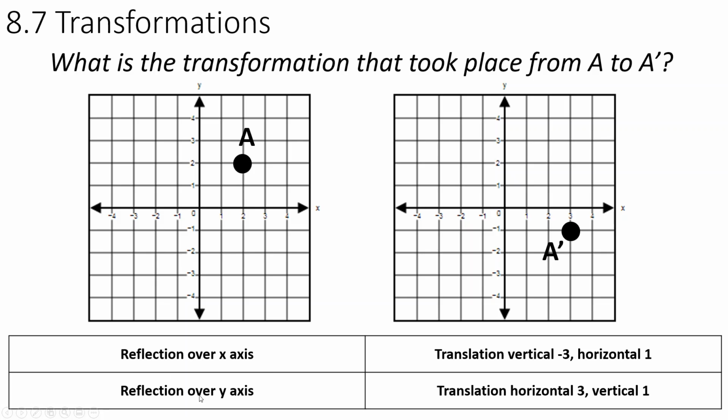If I reflect it over Y, it would be over here. It was 2 to the right of Y. Now it's going to be 2 to the left. Well, that's not going to be it.